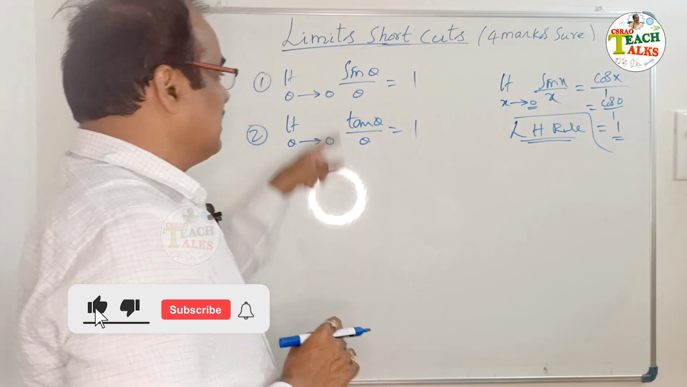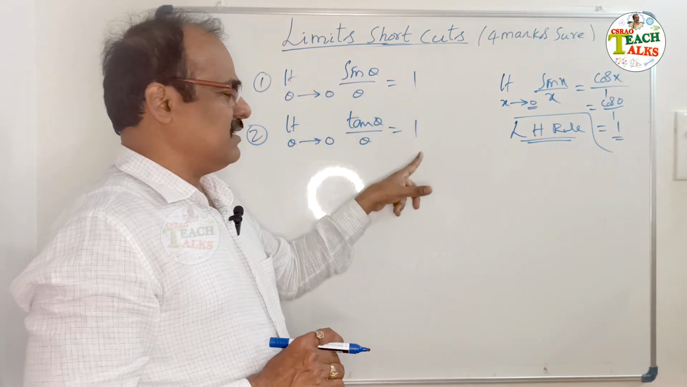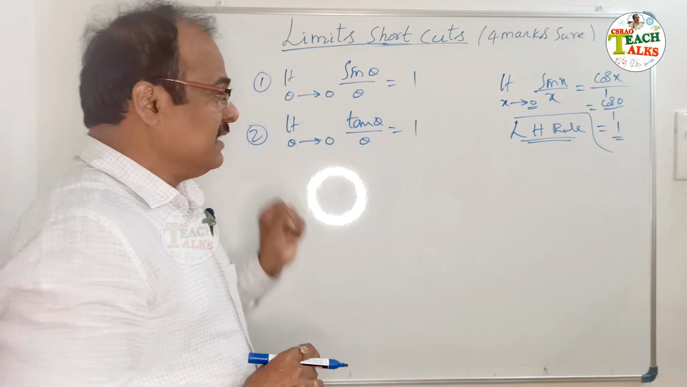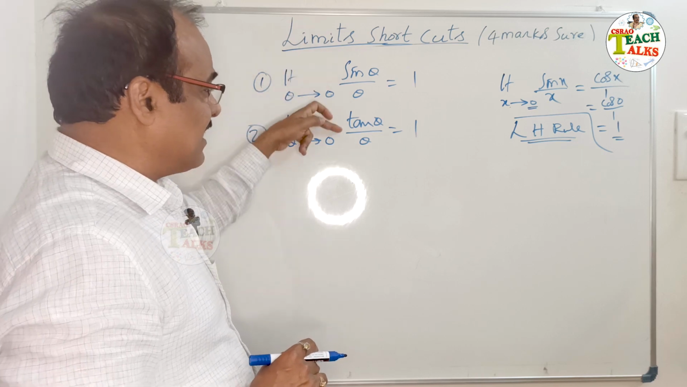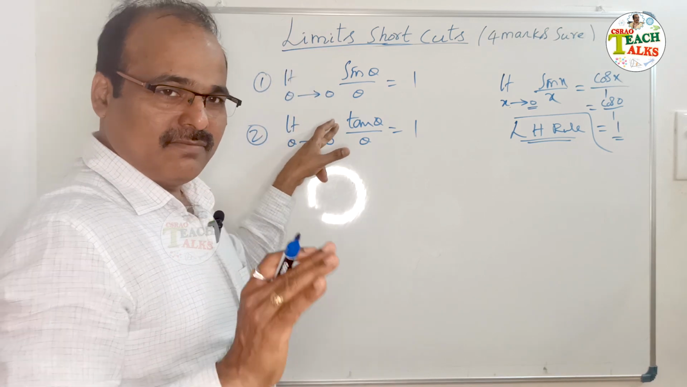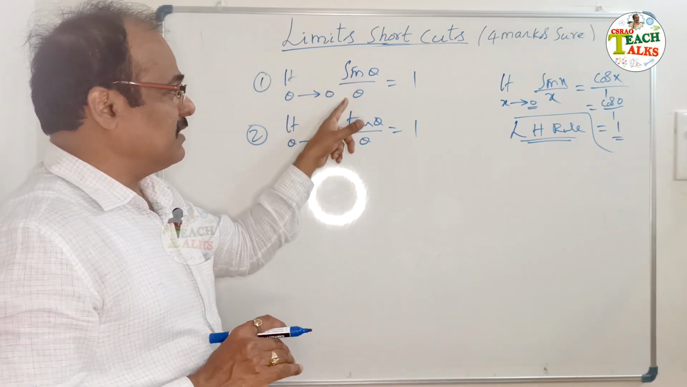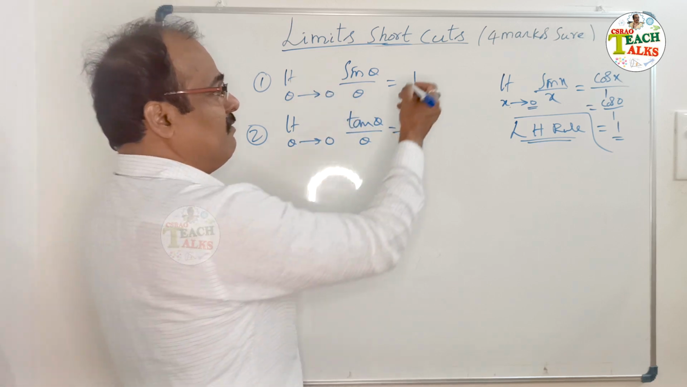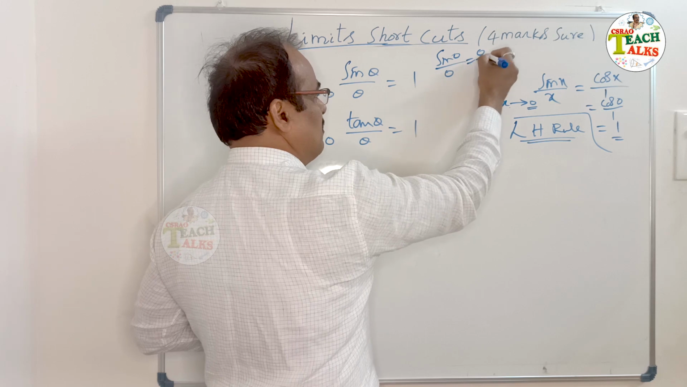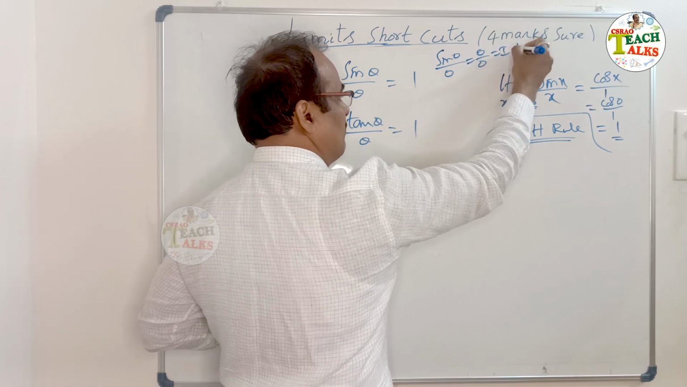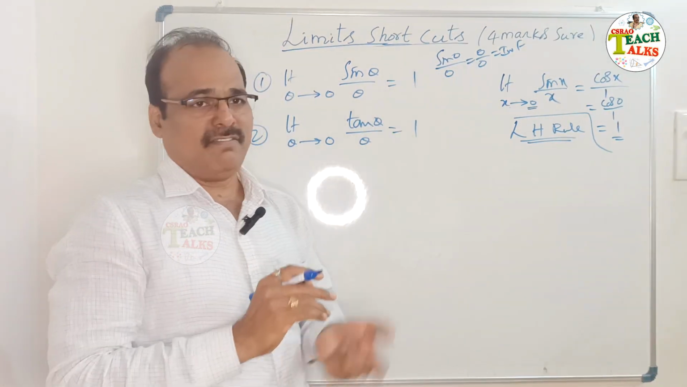Now sin theta by theta as theta tends to 0 is 1, and tan theta by theta as theta tends to 0 is also 1. One more trick I am going to teach: here there is only the sin and tan combination, not cos and cot. If you substitute theta equals 0 here, what happens? Sin 0 by 0, that is 0 by 0. It is an indeterminate form, you know very well.